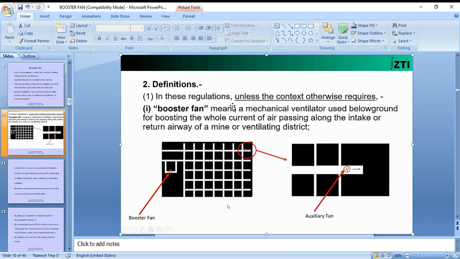In this regulation, unless the context otherwise requires, a booster fan means a mechanical ventilator. A booster fan is nothing but a mechanical ventilator used below ground for boosting the whole current of air passing along the intake or return airway of a mine or ventilating districts. So that is the basic concept of the booster fan, as the definition is given per the mine regulation.